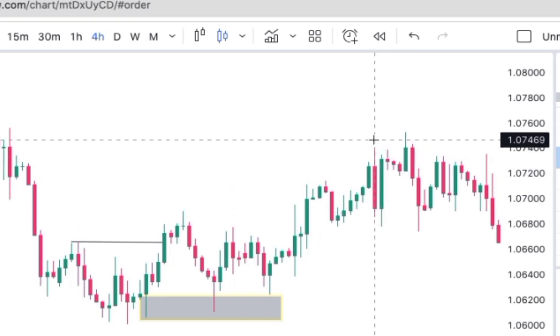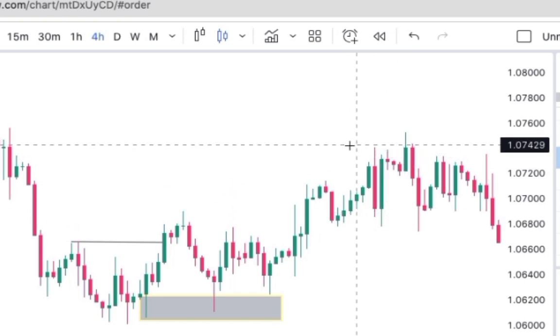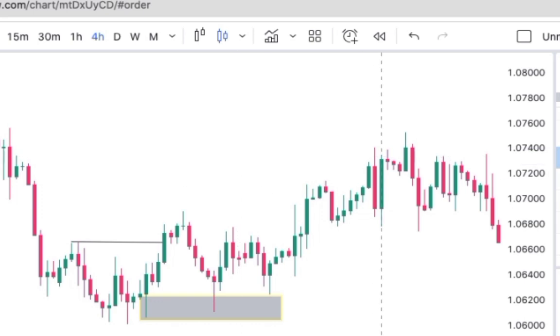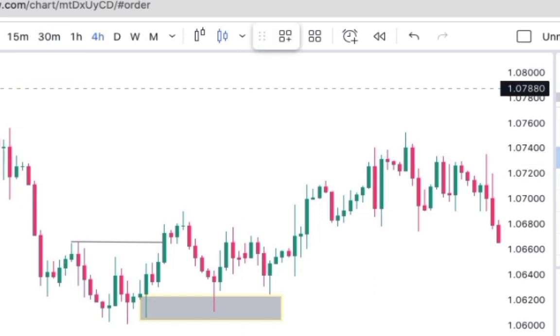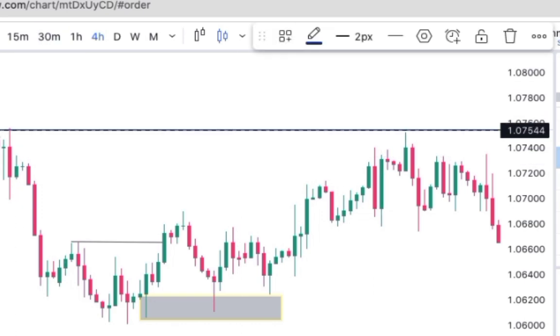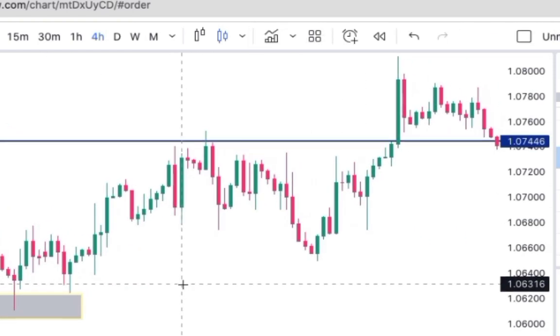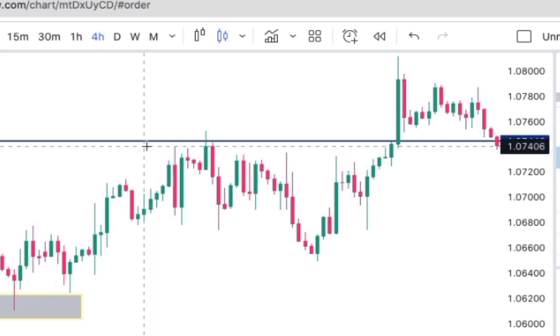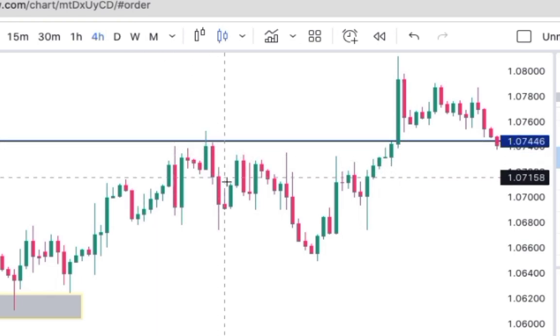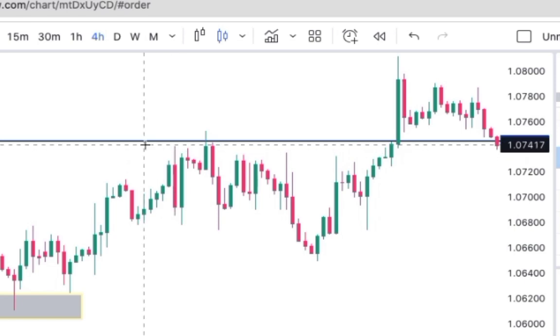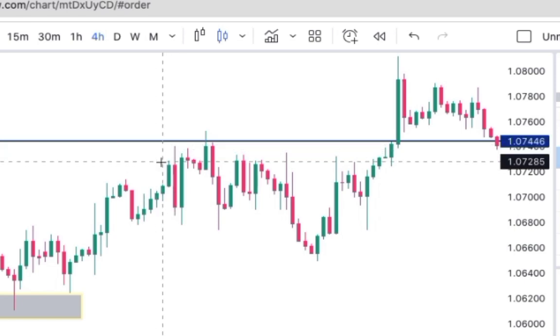So you target the recent high, which was here. This should be your take profit target, your first take profit target. You take profit here, and then you wait for a pullback, or after your take profit you wait for confirmation before you take another trade.